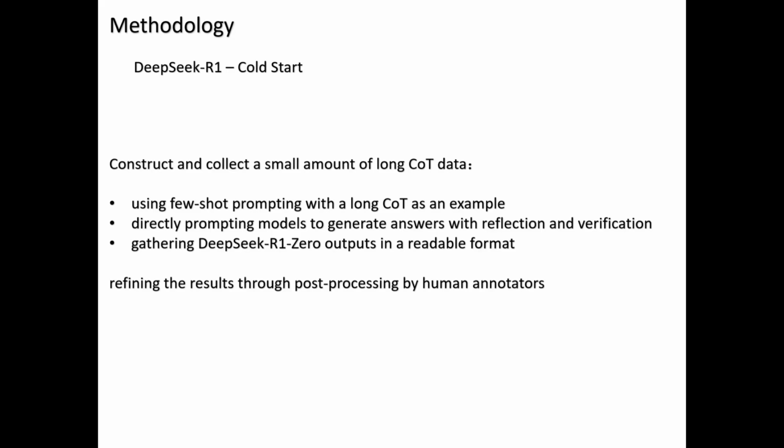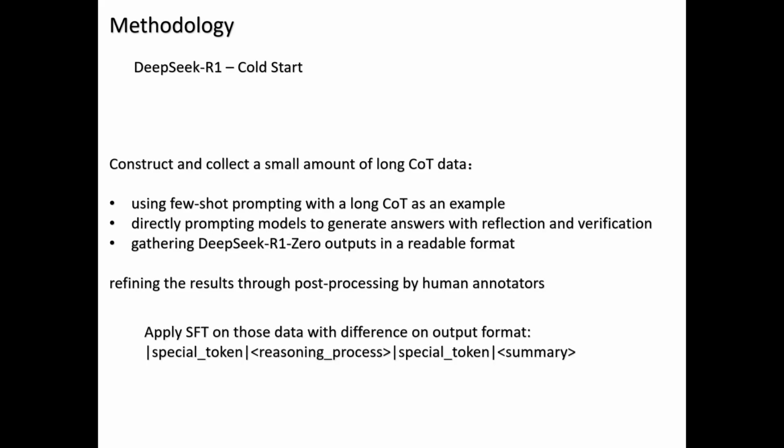They collected a small dataset of long chain of thought through 3 methods. Using few-shot prompting with long chain of thought as examples, directly prompting those base models to generate answers with reflections and verification, and gathering R1-Zero's outputs in a readable format. Human annotators then refine those results through post-processing to ensure quality. And during the supervised fine-tuning, they employ a slightly different format. So they use a special token to separate the reasoning process from the final summary.